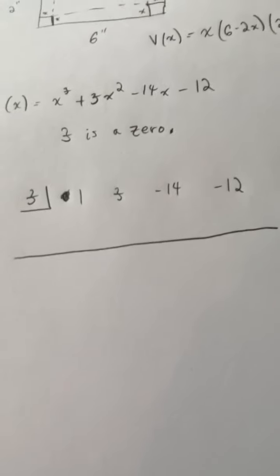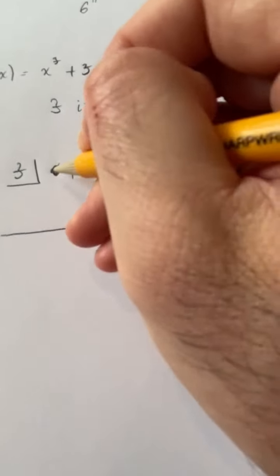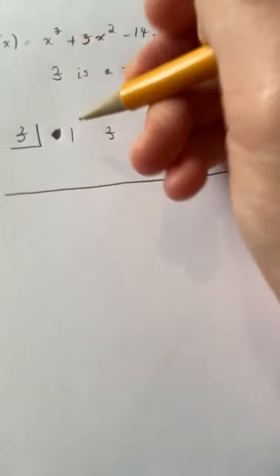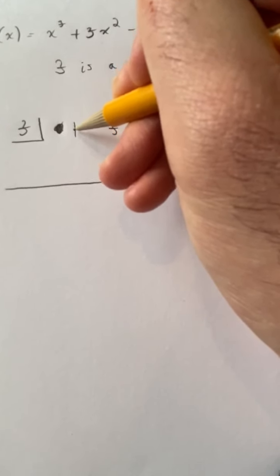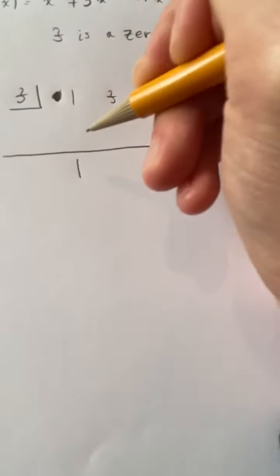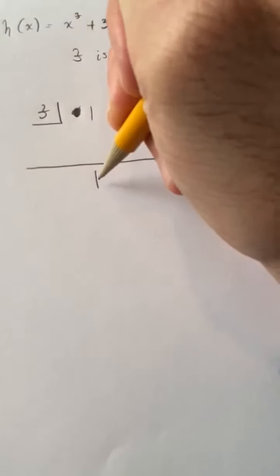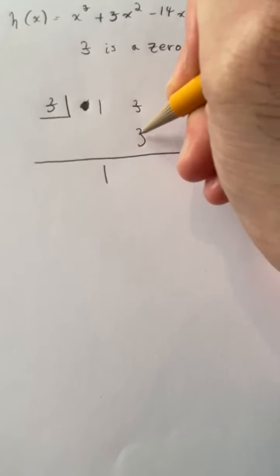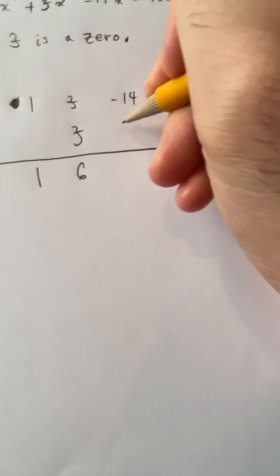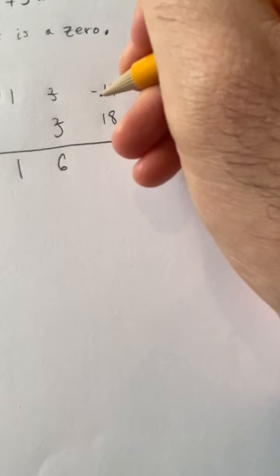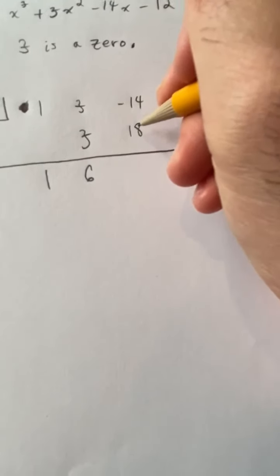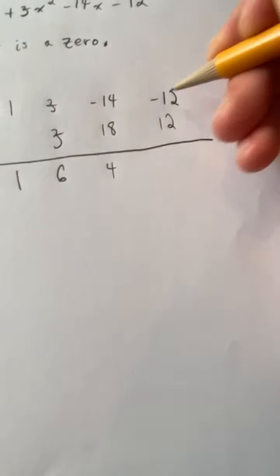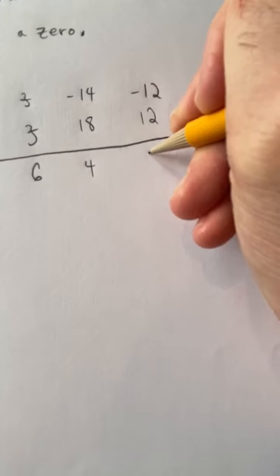Okay, so how does synthetic division work? I think we've gone over this before, but just a refresher. The first thing we do is we take this first number here after this little box and we bring it down. So we write this 1 here. Then we multiply the 3 into this 1. We get 3. Then we add. So 3 plus 3 gives us 6. Then we do 3 times 6. That gives us 18. And hopefully you can kind of see the pattern emerging here. So we do negative 14 plus 18, that gives us positive 4. We do 3 times 4, that gives us positive 12. Negative 12 plus 12 gives us 0.